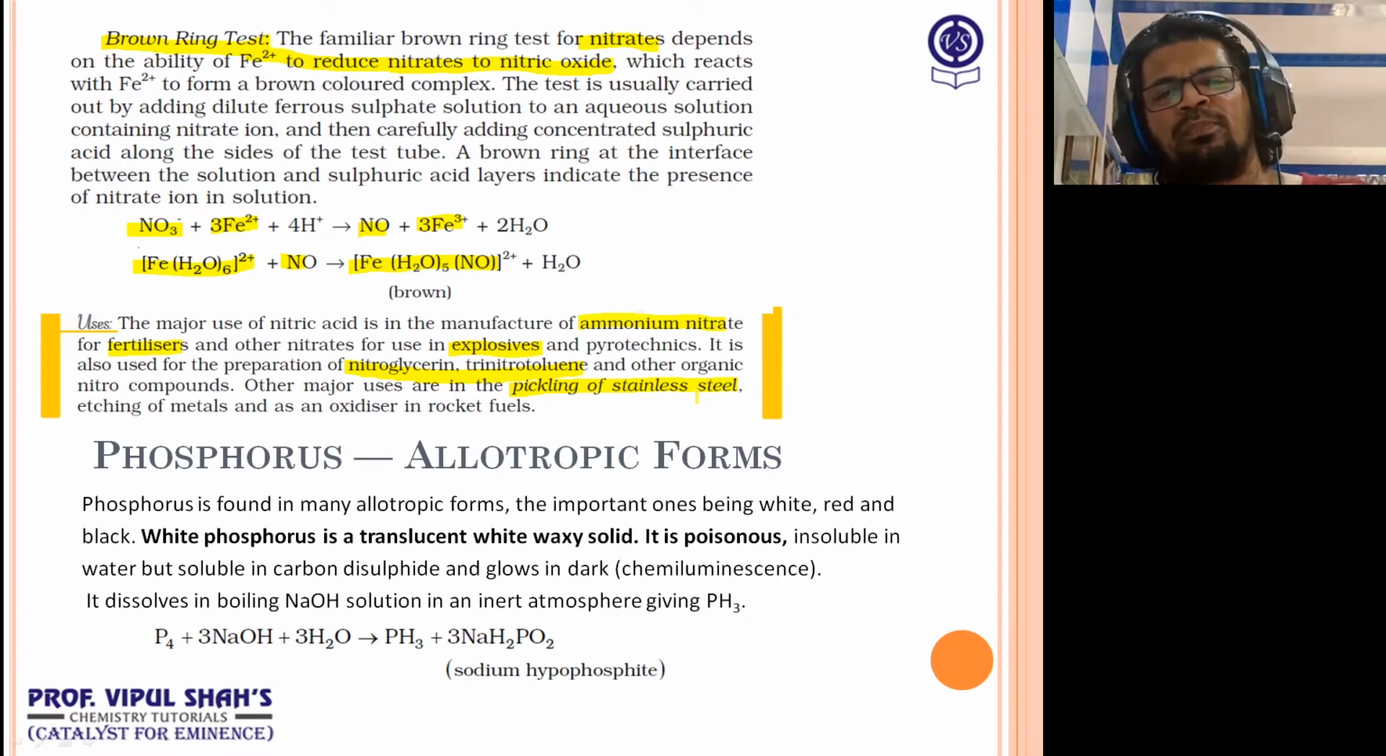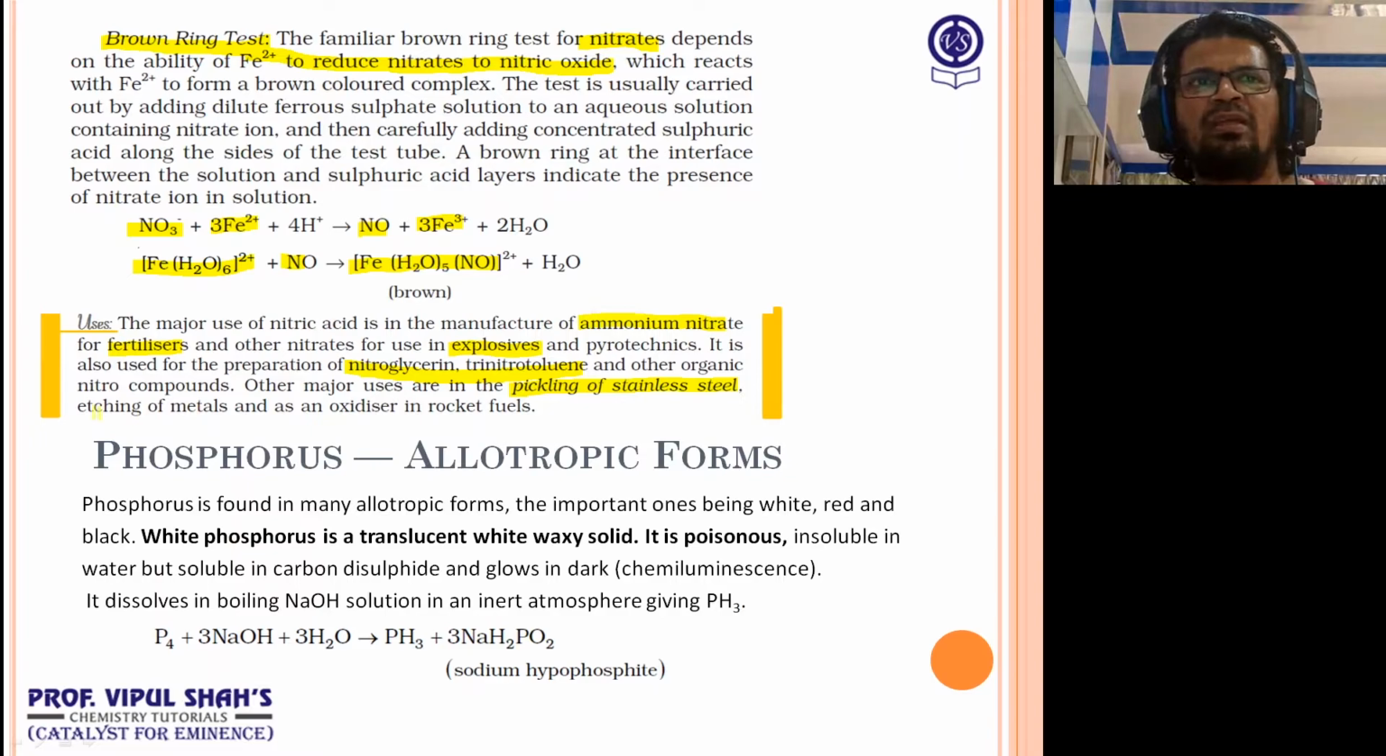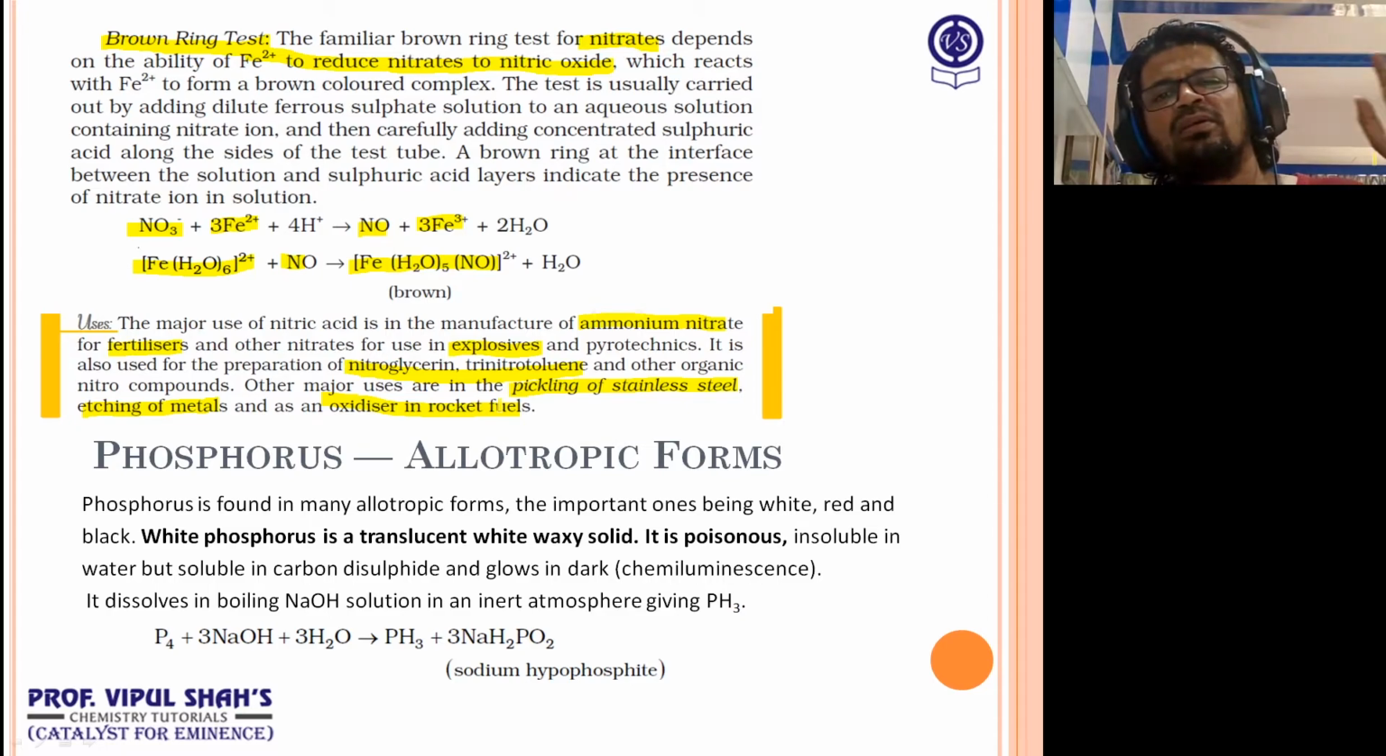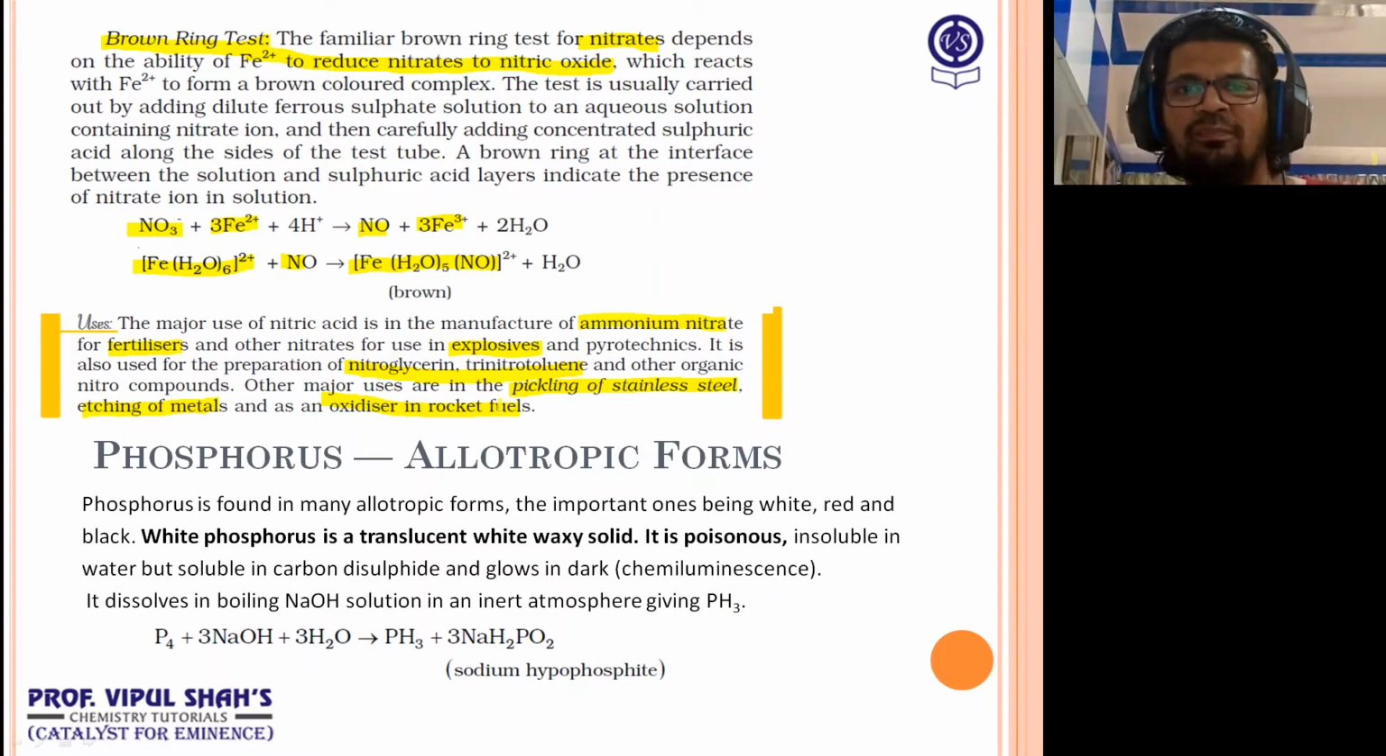Pickling of steel is to clean that steel. We carry out a process of pickling. We clean it with a layer of nitric acid, so if there are any oxides on the surface, they can be removed. That's also etching of metals, which basically gives a glossy look to it. And it's an oxidizer in rocket fuels. That's one. So this is all about nitrogen. The physical properties we spoke about, the periodic trends, then we spoke about its different oxides, the compounds, that's ammonia, the preparation.